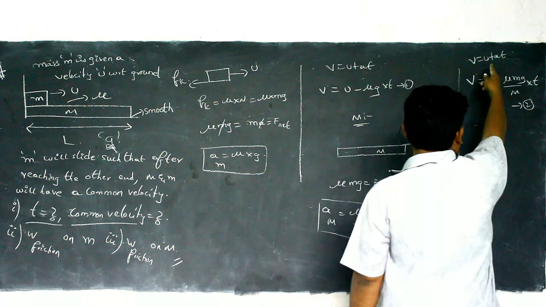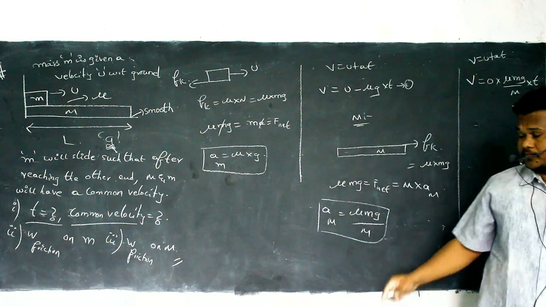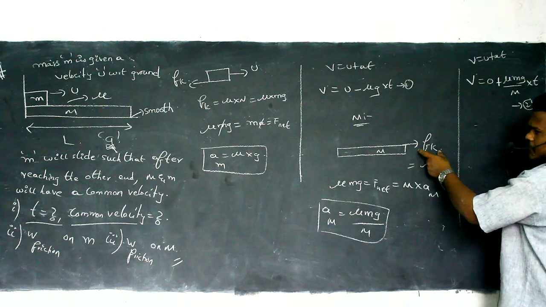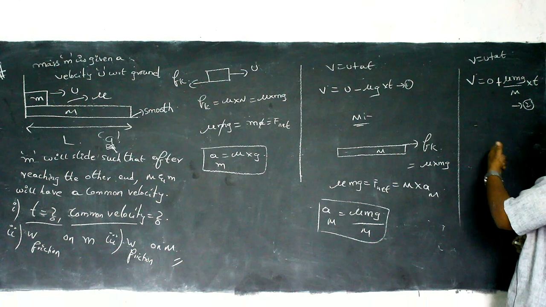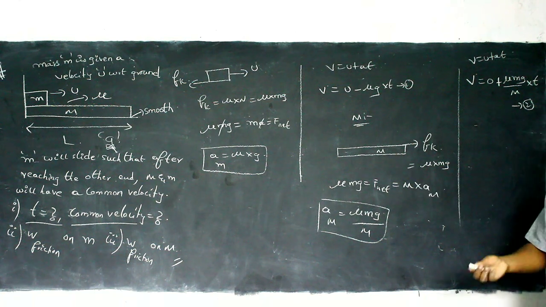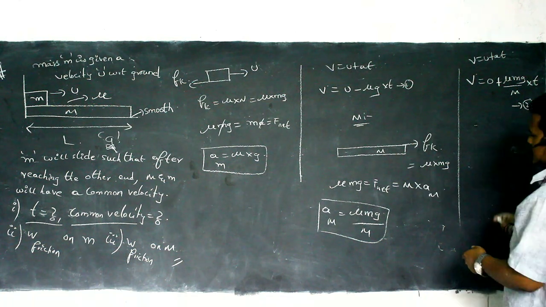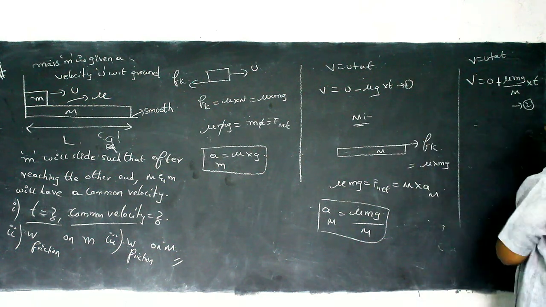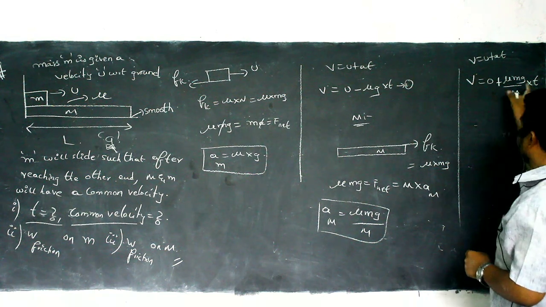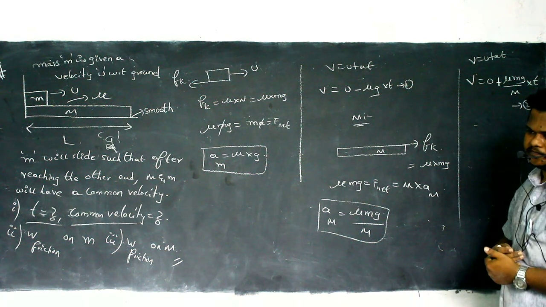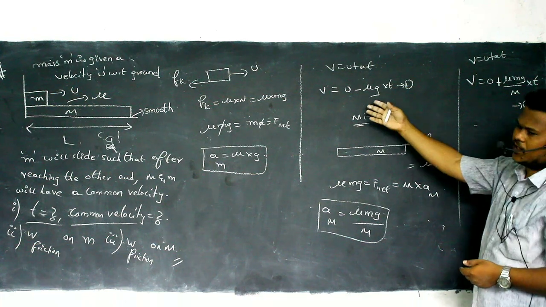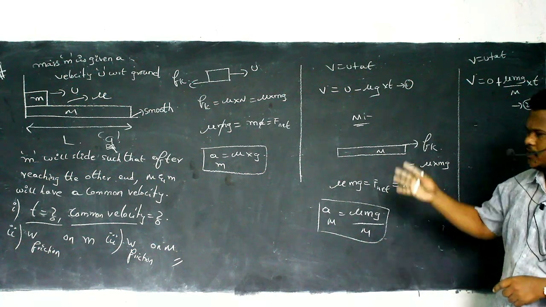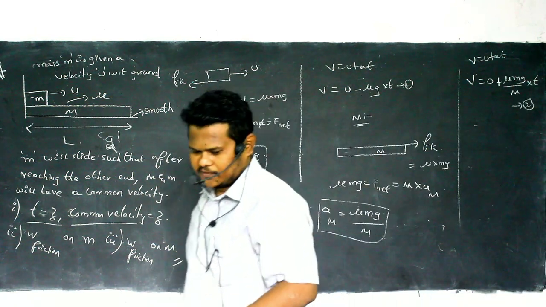And here, plus A or minus A? Plus A. Why plus A? Because this frictional force is pulling the block in this direction, and the body is also displacing in the same direction. So what are the two equations I got here? This is my first equation, this is my second equation. If I equate these two, can't I calculate time? Then substitute the time in one of the equations and you will get the final velocity also. Try to solve. First write down up to here, then we will see.